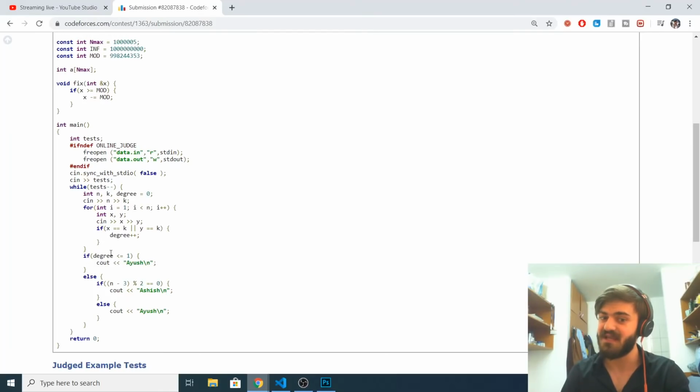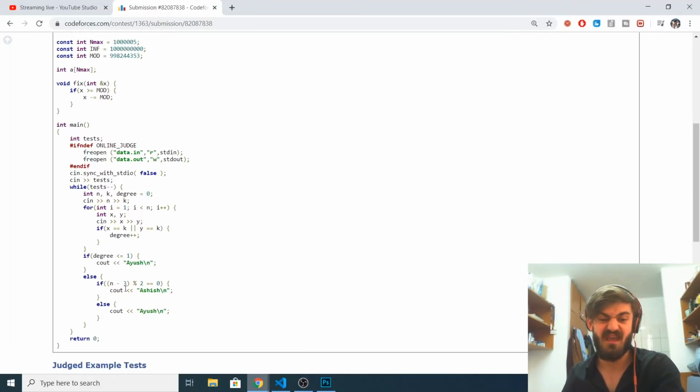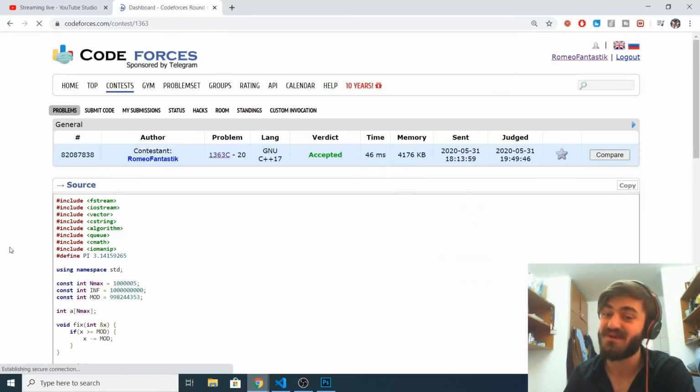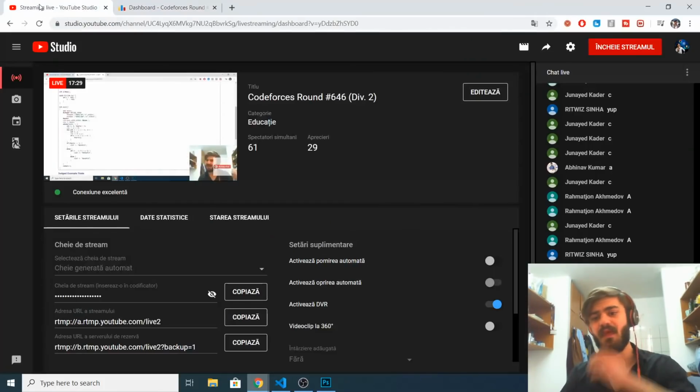Because if the degree is less or equal than 1, so it is a leaf, player 1 wins. So I print Ayush. Otherwise, I just ask n minus 3. Is it even? Ashish. Else, Ayush. And that's it. Right? So, very tricky problem. It was way easier than probably most of us expected, right? So yeah, we have solved B and C.